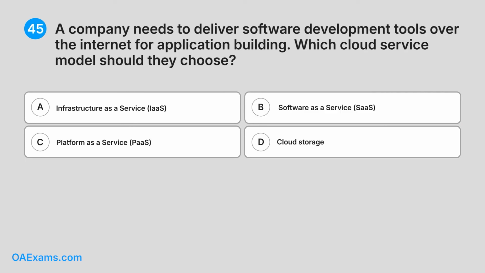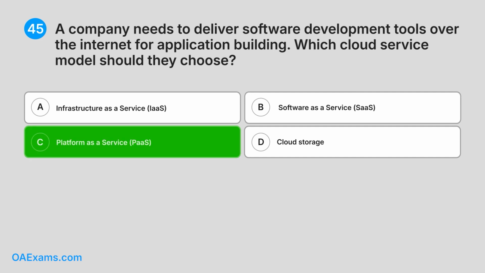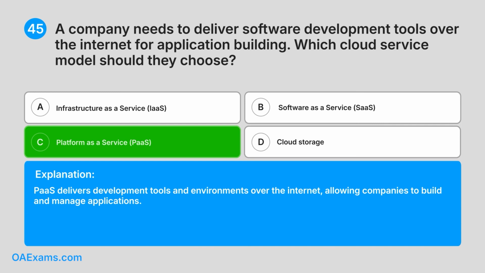45. A company needs to deliver software development tools over the internet for application building. Which cloud service model should they choose? A. Infrastructure as a service. B. Software as a service. C. Platform as a service. D. Cloud storage. Can you guess the answer? Correct answer. C. Platform as a service. Explanation. PaaS delivers development tools and environments over the internet, allowing companies to build and manage applications.